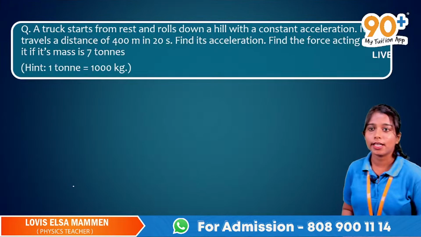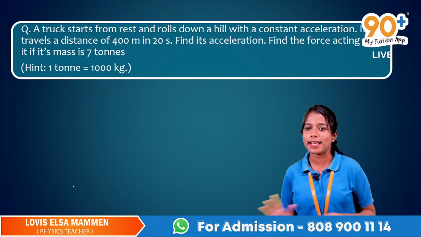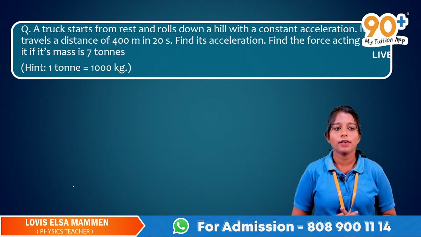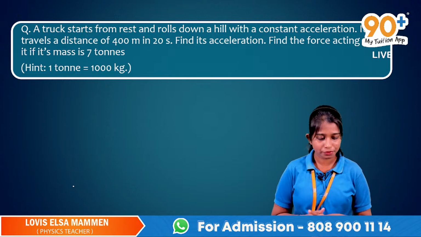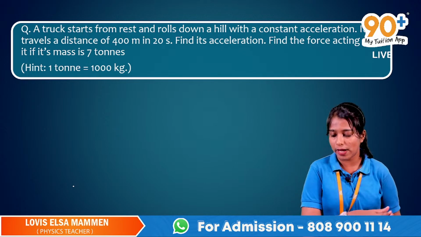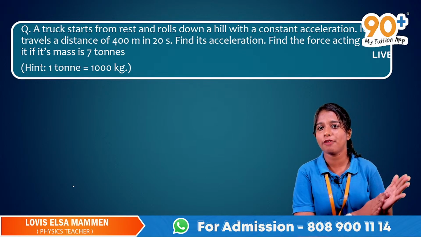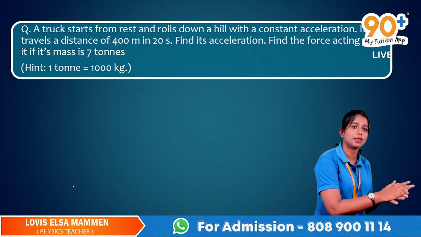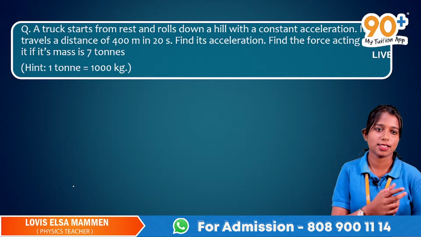A truck starts from rest and rolls down a hill with a constant acceleration. It travels a distance of 400 meters in 20 seconds. Find the acceleration. Find the force acting if it has got a mass of 7 tons.